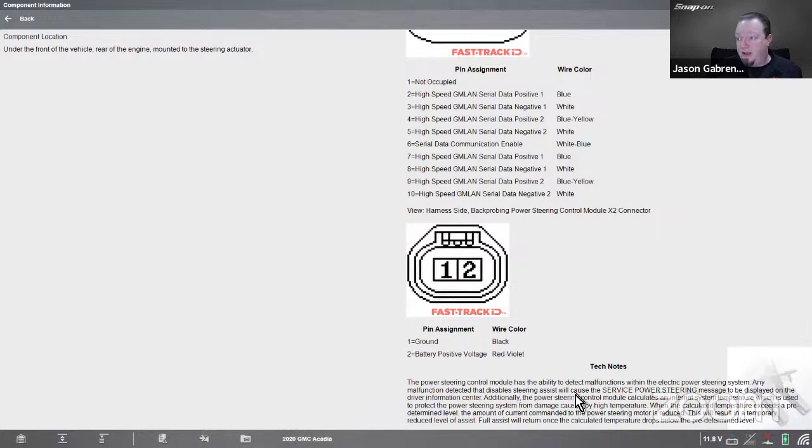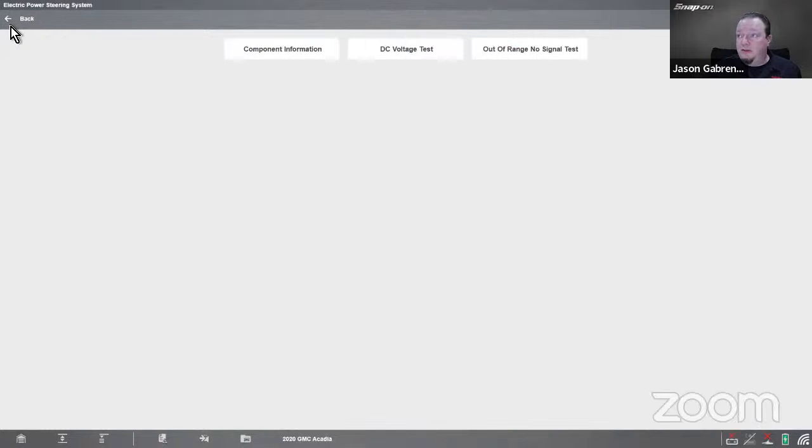Power steering control module has the ability to detect malfunctions within the electronic power steering system. Any malfunction detected that disables steering assist will cause the service power steering message to be displayed on the driver information center. Additionally, power steering control module calculates an internal system temperature, which is used to protect the power steering system from damage caused by high temperatures. So a lot of good knowledge there.